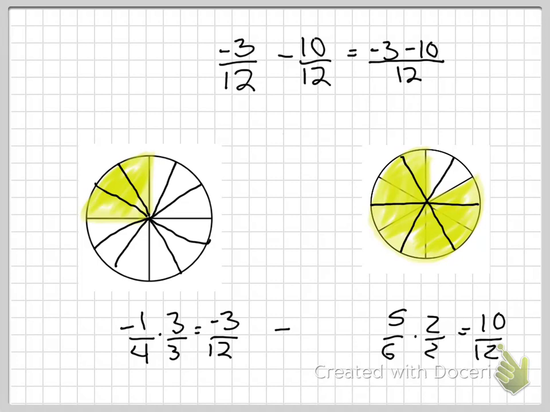So I start out with negative 3 slices, right? So I have 1, 2, 3 pieces, but again, they're negative. So you could think of it as borrowing 3. And then I take away 1, 2, 3, 4, 5, 6, 7, 8, 9, 10 more. Okay, so negative 3 minus 10 is negative 13. And again, that's all over 12.